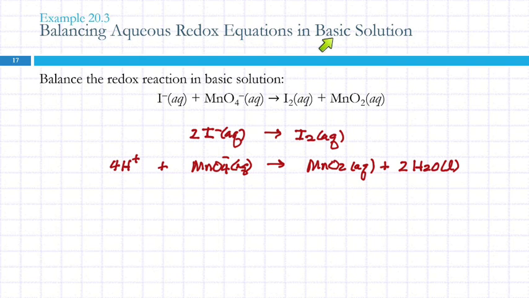But now we have to remember, basic solution. There are not excess hydrogen ions in a basic solution. Basic has base in it, right? Hydroxides. So we're going to neutralize those hydrogen ions. We're going to add 4 hydroxide ions, because when I have hydrogen plus hydroxide, what do I get? Water. So this is going to make 4 H2Os. But I had it all balanced, so I can't mess that up. I have to add the same number to the other side.